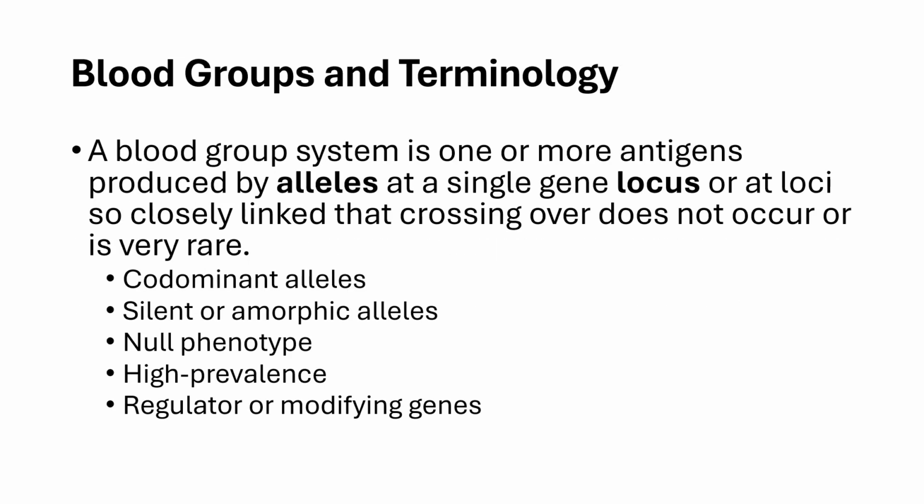So a blood group system consists of one or more antigens produced by alleles at a single gene locus or closely linked loci where crossing over is rare or absent. Genetic variations can include co-dominant alleles, so that's where both alleles express simultaneously. Silent or amorphic alleles, so this is where alleles produce no antigen. Null phenotype, so that's the absence of all antigens in a system. High prevalence antigens, so these are antigens that are present in most individuals. And then we have regulator or modifying genes, so these are genes that influence expression of blood group antigens.